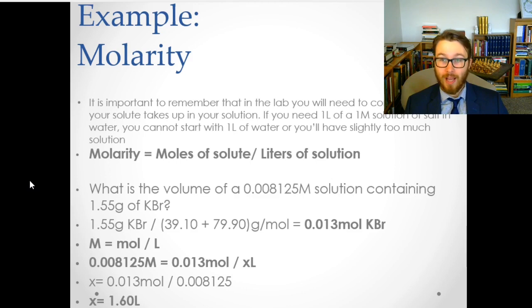So you'll end up with x equals 0.013 divided by 0.008125. All right, x goes up on the left, the 0.008 goes down on the right. All right, just like that. And when you plug that into your calculator, you'll get x equals 1.60. And since we're solving for liters, it's 1.60 liters.